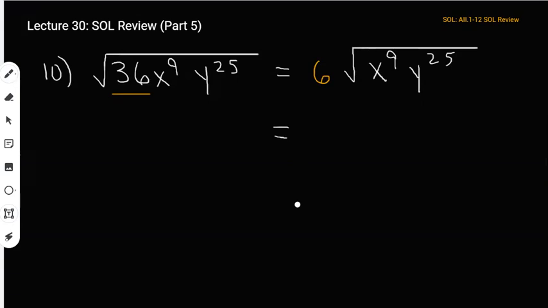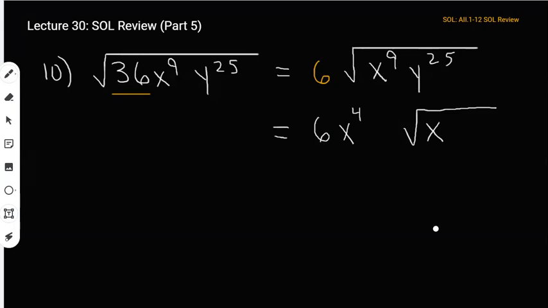So what's 9 divided by 2? We can take out 4, right? But there's going to be 1 left over. And I keep that remainder under the radical. So I can take out 4 pairs, but I'm still left with 1 remainder. We keep that 1 under the radical.